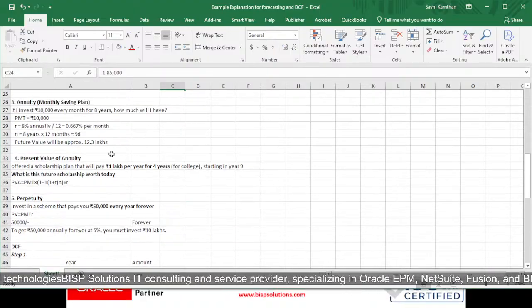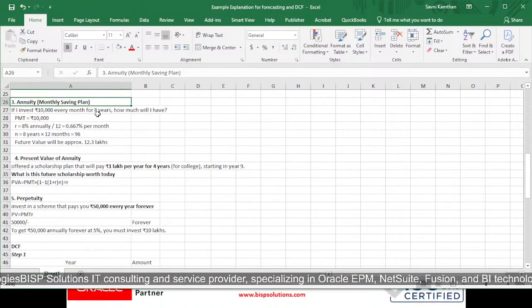Next method is our annuity method, which is called the monthly saving plan, where we can't invest 5.4 lakh at once. So we decide to save every month. So now we will be asking, if I invest 10,000 every month for 8 years, how much will I have? So for that we will be using our formula which says R, which is 8% annually.